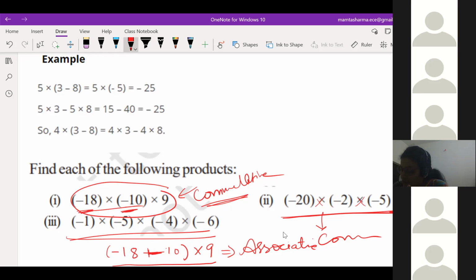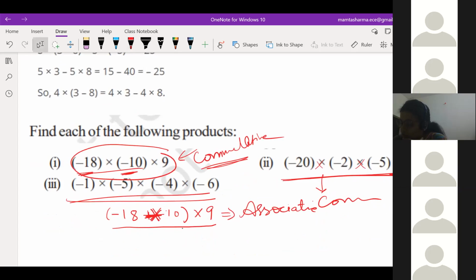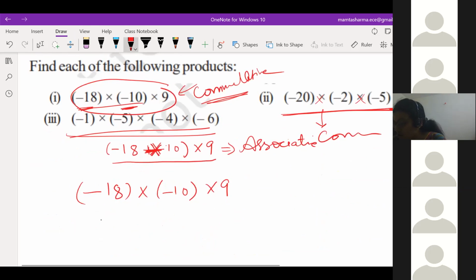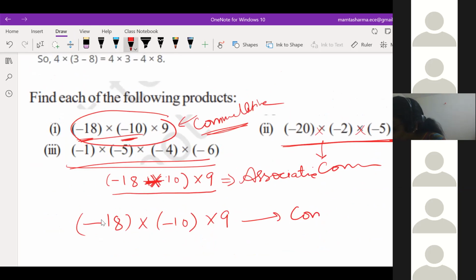Correct? And where is the sign of this plus and minus? Sorry, here it is. Ma'am, can you explain once again? Yeah, I'm explaining it. Actually, we are having minus 18, minus 10, 9. So this commutative property will be satisfied. Now for associative property, we'll look at minus 8, 15 into minus 10.